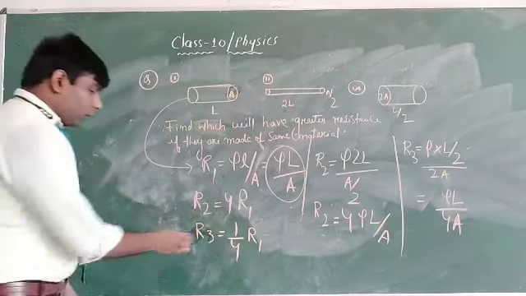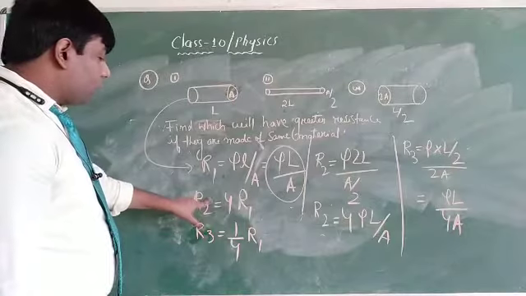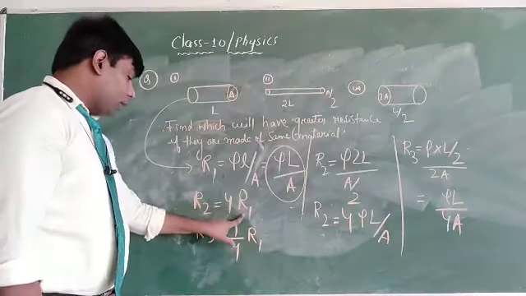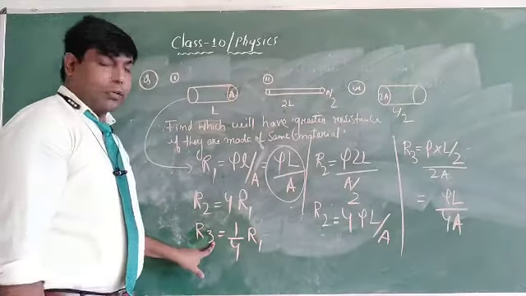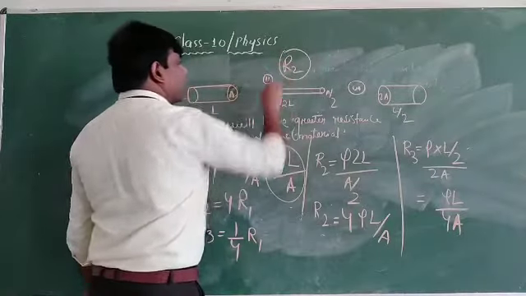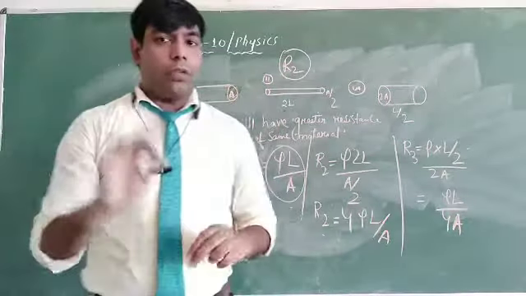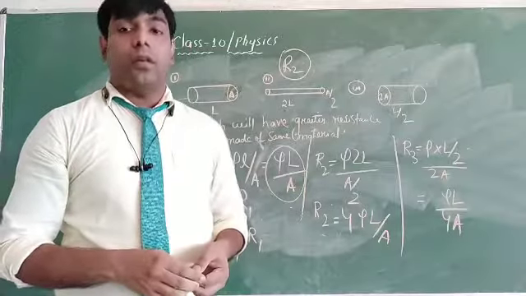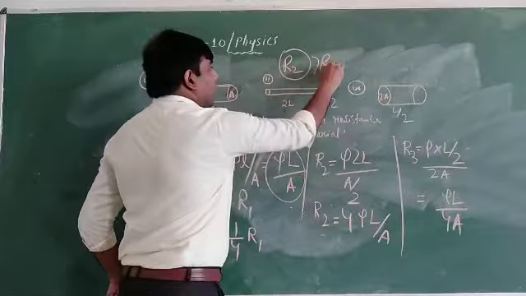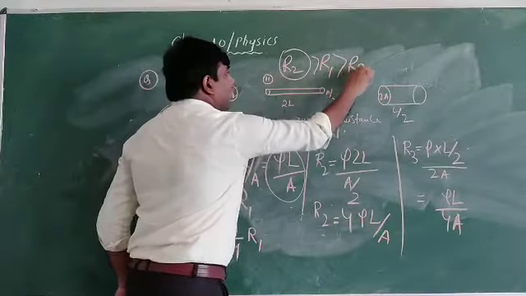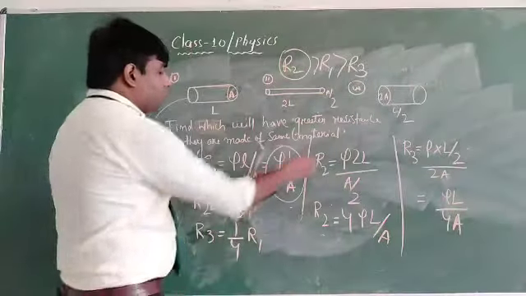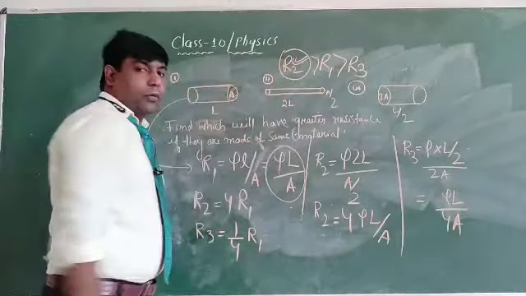See, if we compare, the highest resistance is of R2, second highest R1, and third highest is R3. That is here, the highest resistance will be of R2. If the question was asked to arrange in descending order according to resistance, then R2 is greater than R1 and R1 is greater than R3. Means in this question they have asked the highest resistance, so you only have to give the highest resistance, which is R2.